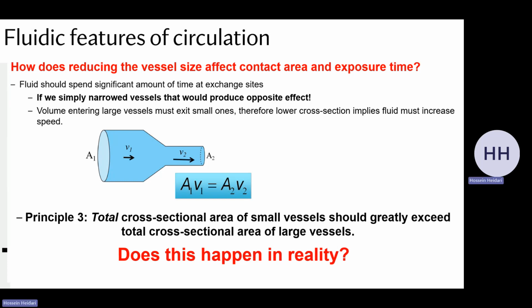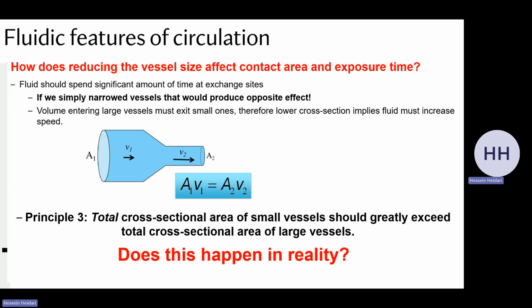The question is, if we branch down to smaller vessels, the surface area to volume, of course, is much better. Okay, you get a much higher surface area to volume, but it also spends less time in those regions. Why is that? Bernoulli's equation.